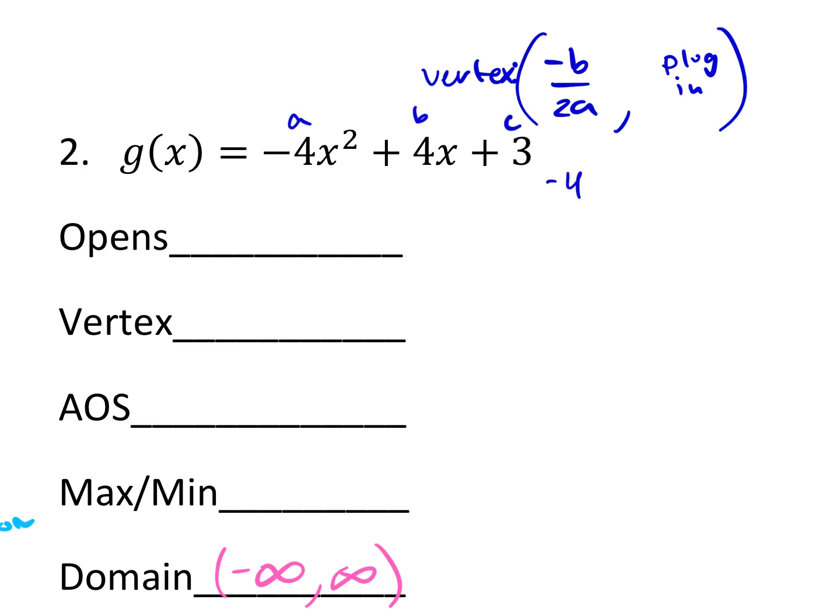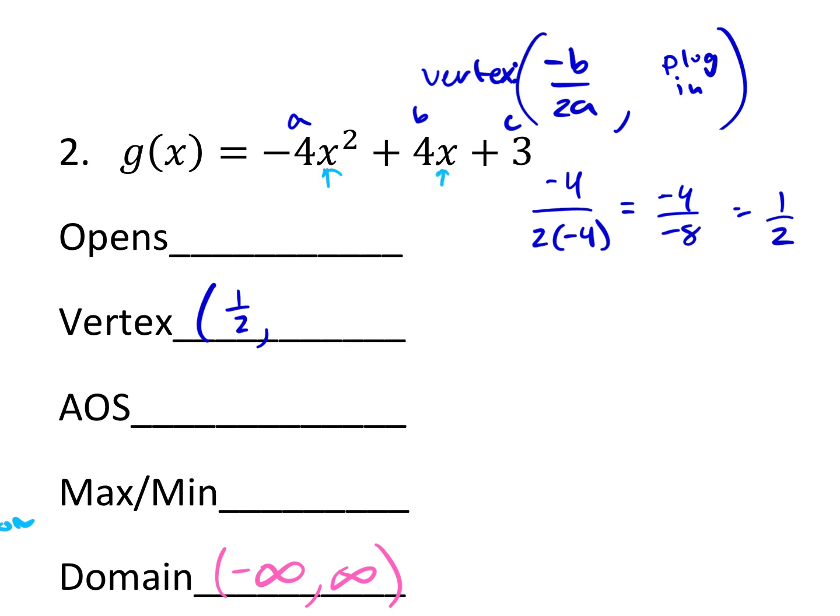So negative 4 over 2 times negative 4 would be negative 4 over negative 8, which simplifies to 1 over 2. So 1/2 is the first number in our vertex. How do I find the second number in the vertex? We plug that into the x's.